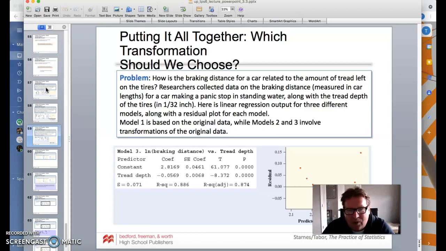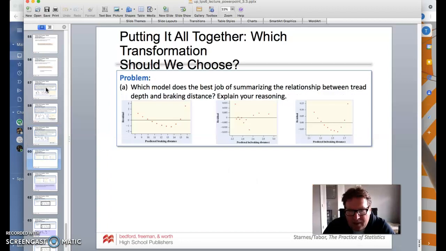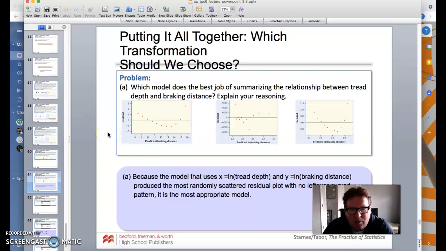And again, as we take a look at those, let's put them all together and see which model does the best job. Now, remember, when we do a residual plot, we want it to be random. We don't want any type of pattern. So again, you can see a pattern here. You can see a pattern here. But model 2, this one seems to be the best model because there's no real pattern involved in that residual plot. So that would be the best one. There's no leftover curve pattern. So that's why this is the most appropriate model.